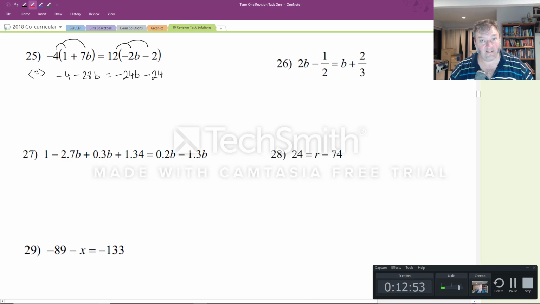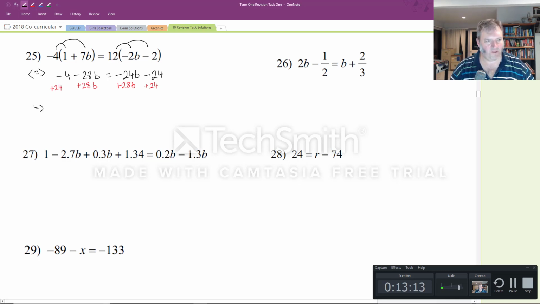Negative 28 is less than negative 24, so I'm going to add 28. Always get rid of whichever one's the smaller one. That way we'll end up with a nice positive number. That means if my b's are going to be collected on the right, I want to get rid of this 24. Opposite of subtracting 24 is to add 24, so I will do that to both sides of the equation.